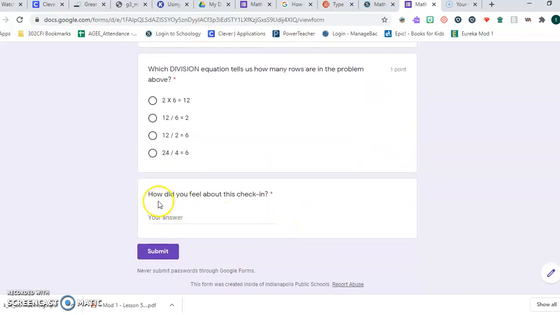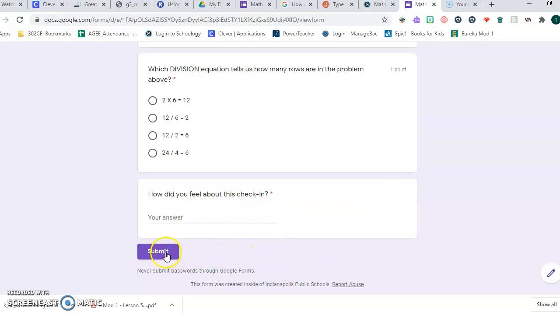Then you're going to come down and answer this basic question, how did you feel about this check-in? Maybe you felt like it was super duper easy. Maybe you felt like it was challenging. Maybe you felt like it was so hard that it made you cry. Maybe you felt like you worked hard on it and you felt like you gave good answers and you felt proud of yourself because of your work and your learning. There are lots of different feelings you might have. I just want you to honestly answer the question, how did you feel about this check-in?